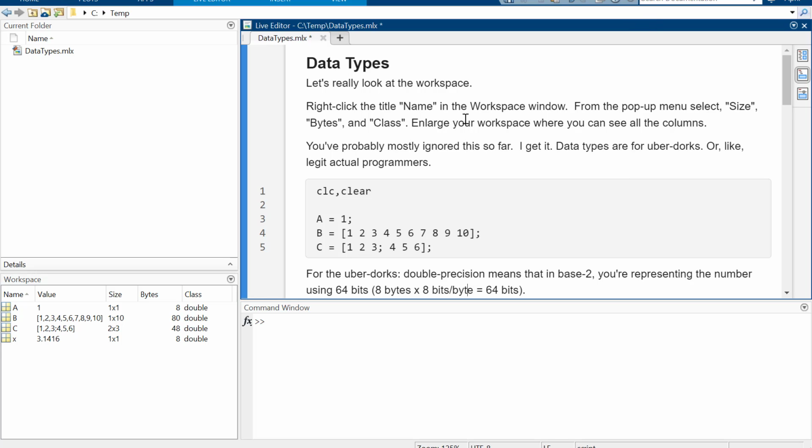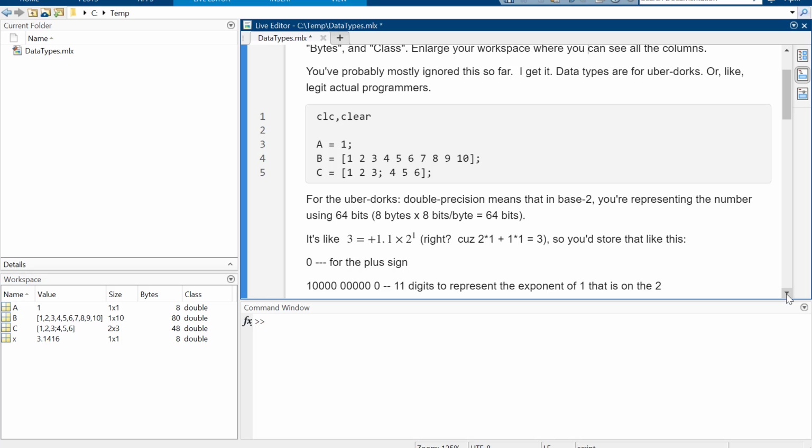Eventually you might get to a place where it's necessary to worry about this, but in any case, we're just doing this so that whenever we talk to actual programmers, we don't look dumb. So basically the idea is that in base 2, you're representing 64 bits. Like 3 is equal to 1.1 times 2 to the first.